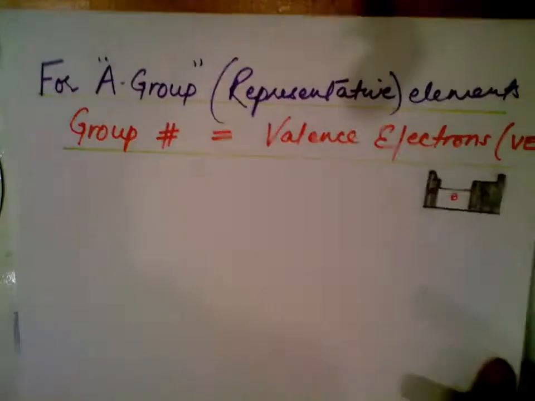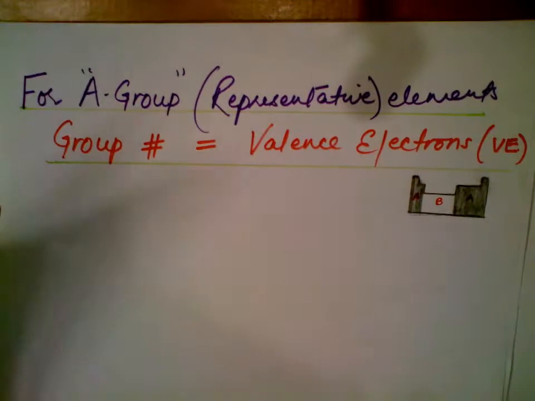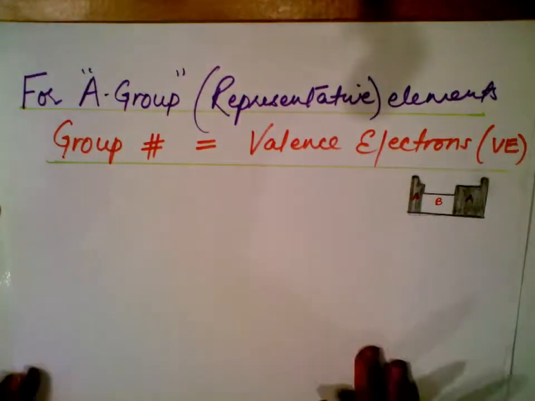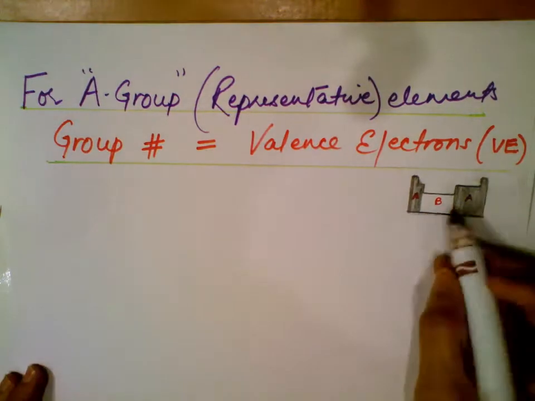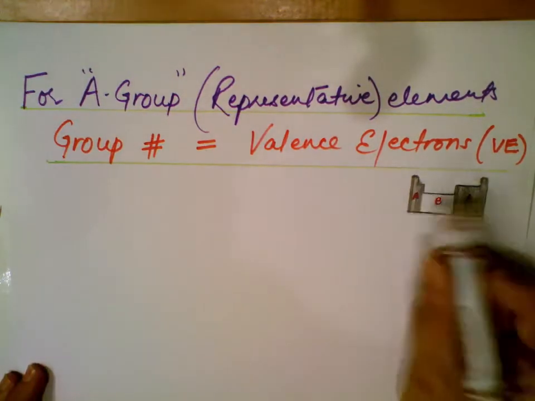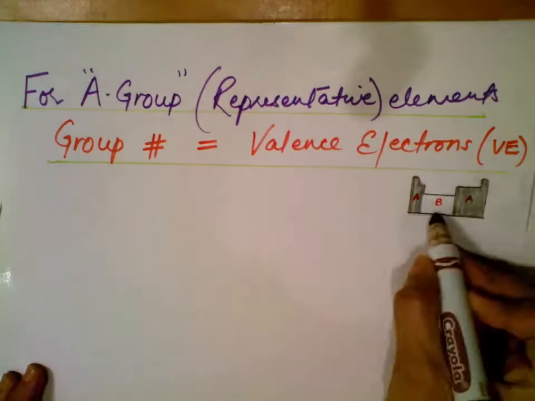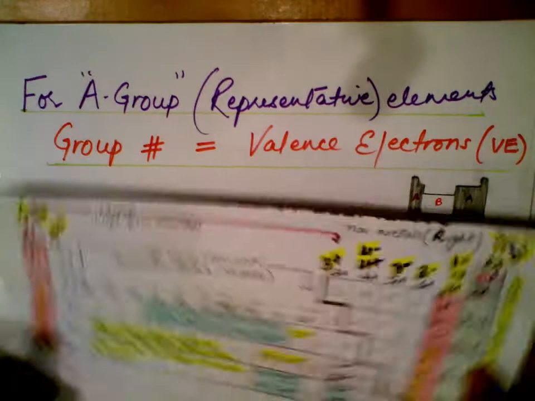So for A group elements, group number is equals to valence electrons. Now where are our A group elements? These are the representative elements. If you look at the periodic table, on the left and on the right, they are A group elements, and in the middle you have B group elements, like this.